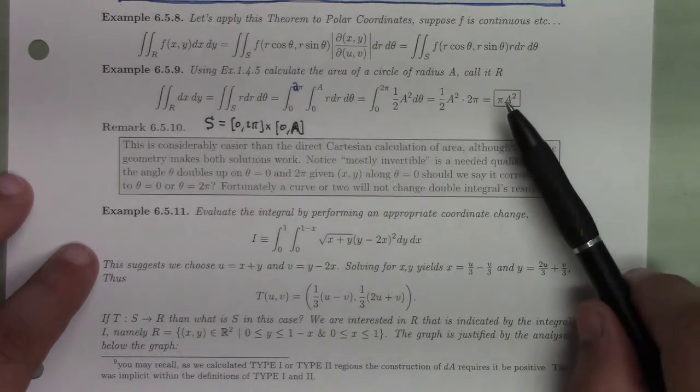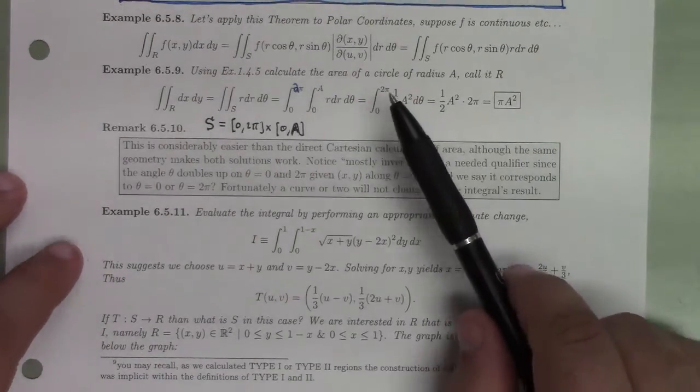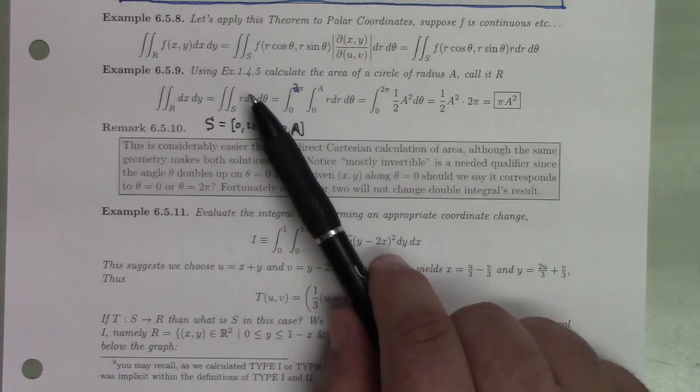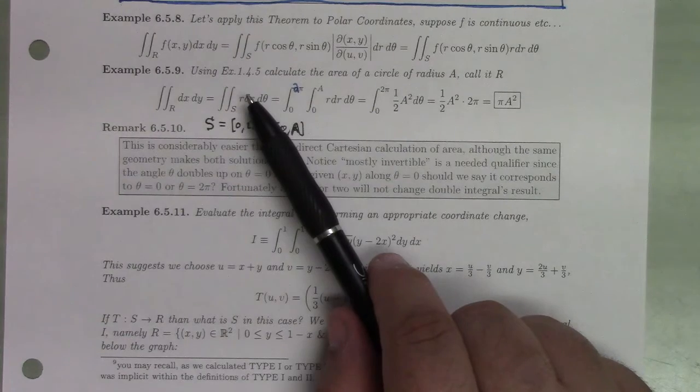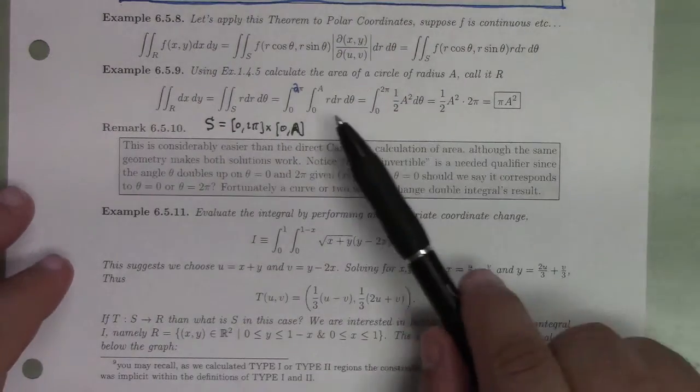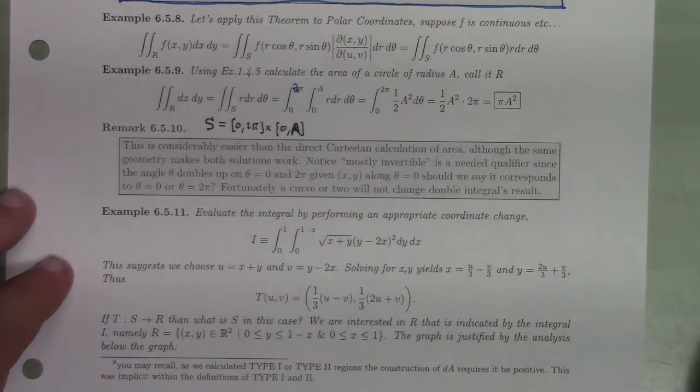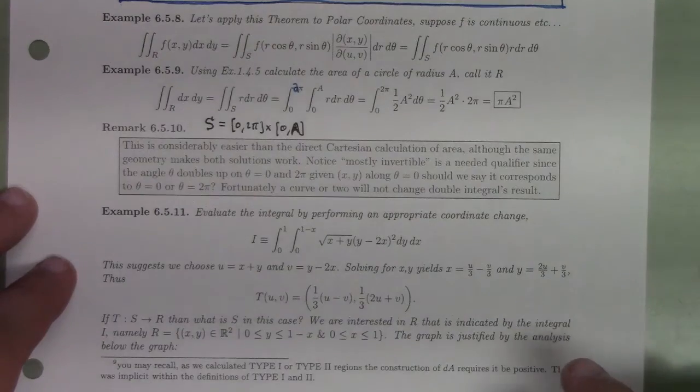If you do this example, I think if you go back in my notes, golly, I'm trying to remember. Well, anyway, if you do this in Cartesian coordinates, it is much more difficult. It requires trig substitution and the rest, right?